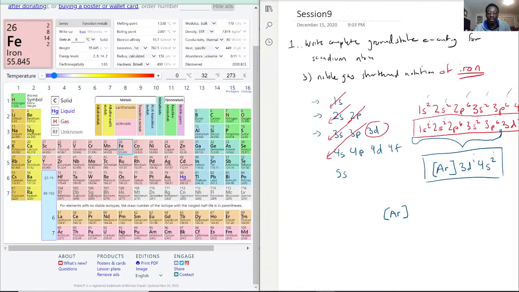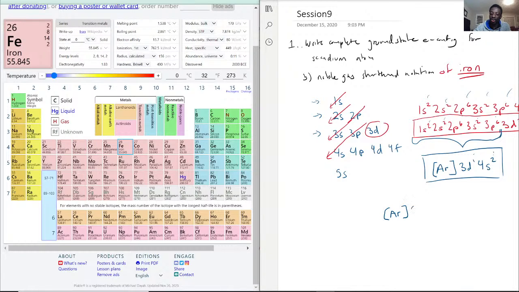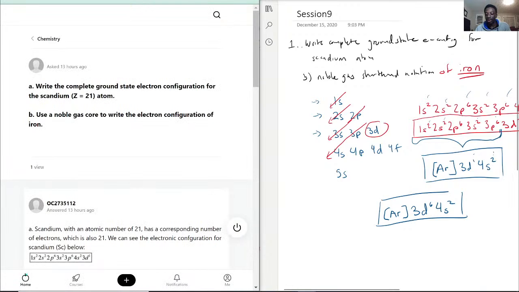But instead of it being 3d1, we actually have 3d2, 3, 4, 5, 6 on the iron. So it'd be 3d6 and then 4s2. Personally, I like to write with the coefficient lowest to greatest. Some people just write whichever one is coming up, as in which orbital you're in. But that's how I personally like to write it, and this would be for iron.